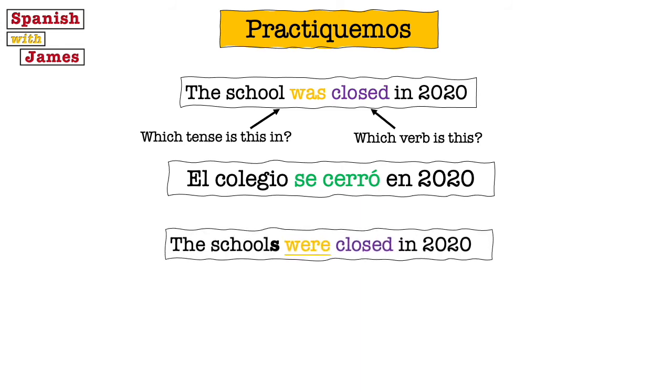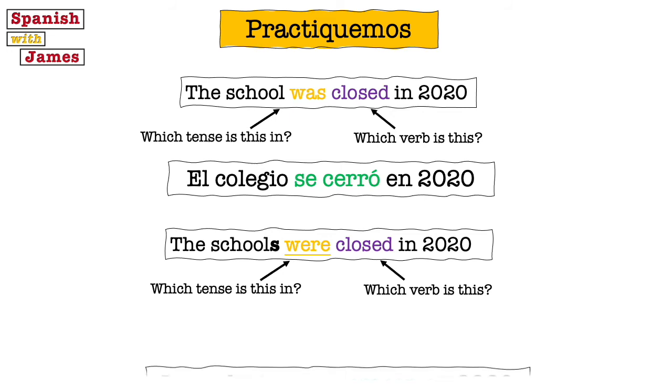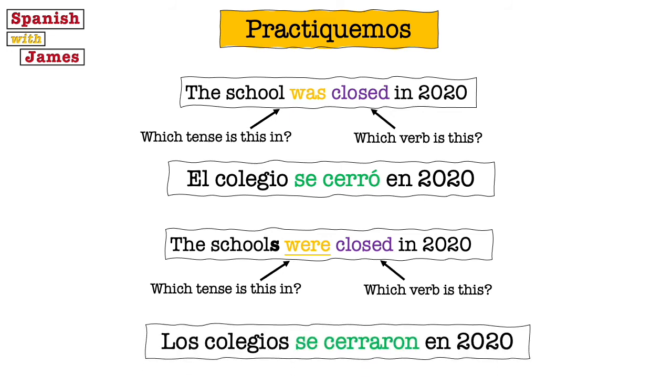Now, if this were in the plural, the schools were closed in 2020, then again, the tense is the same, the verb is the same, but it's plural. So it's not going to be the third person singular, cerró, it's going to become the third person plural, cerraron. Again with the se pronoun. Los colegios se cerraron en 2020.